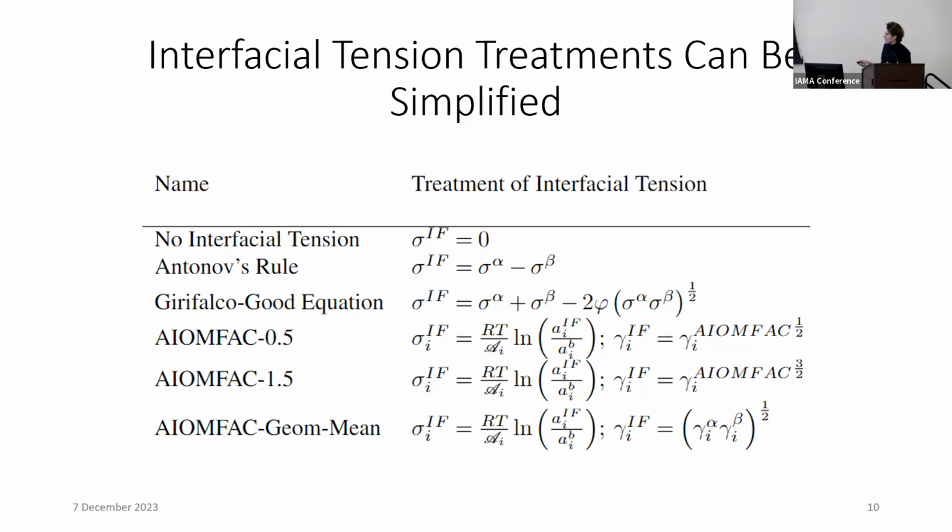And then I looked at two other parameterizations based on AIOMFAC. So an activity coefficient where that T value for the liquid-liquid interface is 1/2, and one where that T value is 3/2. And then this last one down here, we said the activity coefficient for compounds in the liquid-liquid interface is the geometric mean of the activity coefficient for species I in the aqueous phase and in the organic phase here.